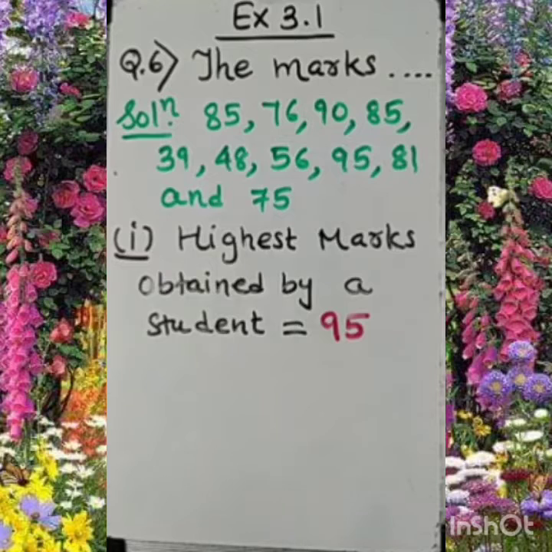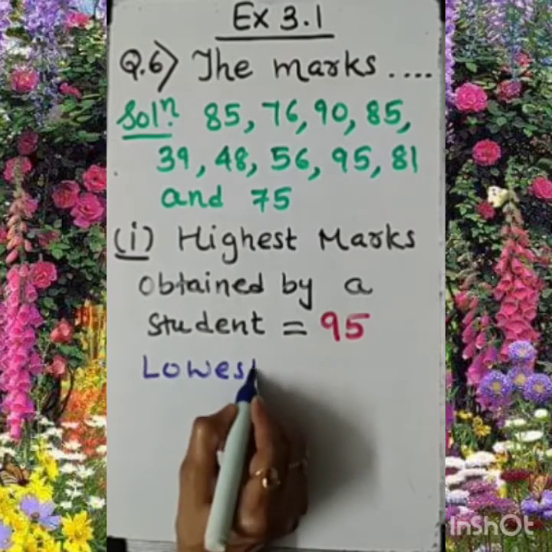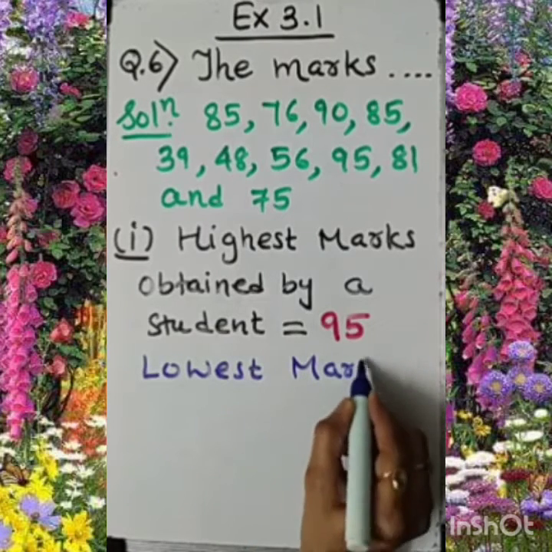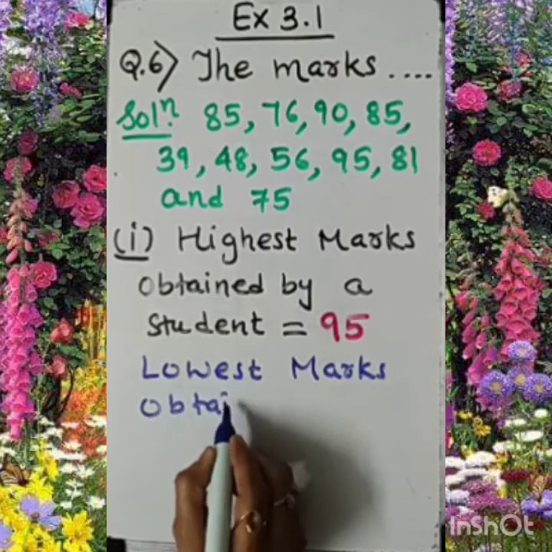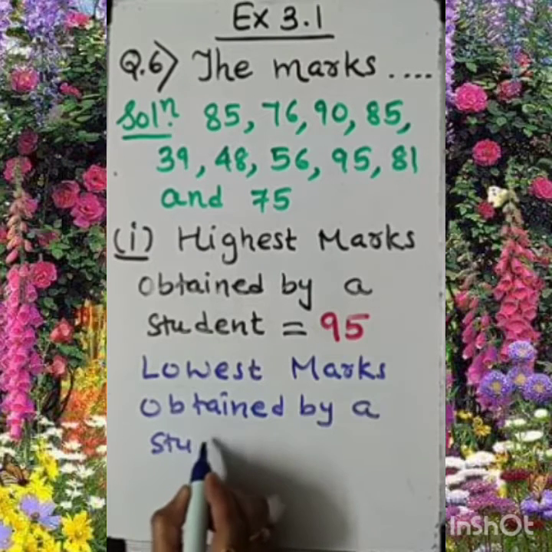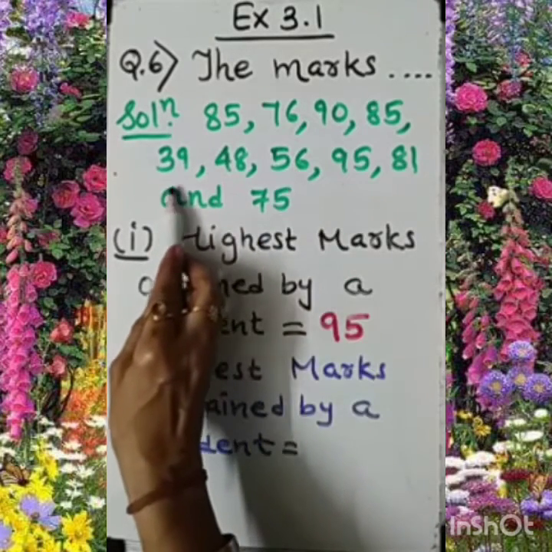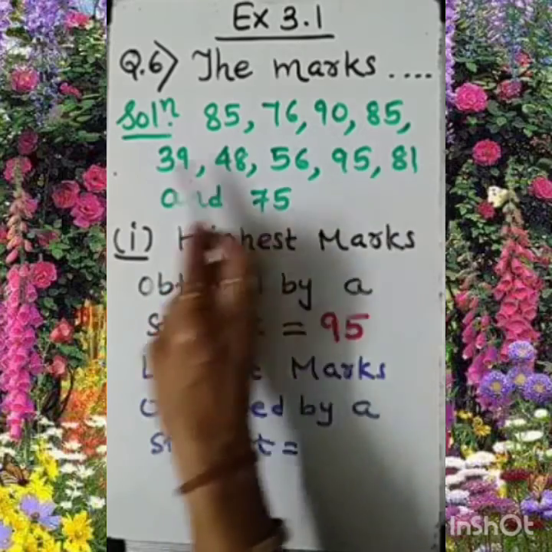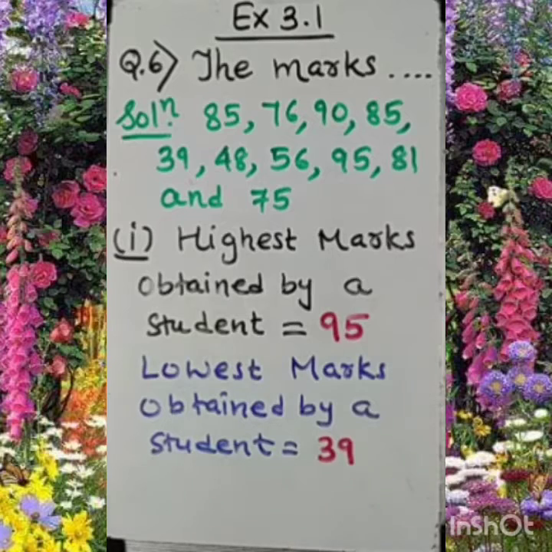Now second, in the same question we are asked the lowest marks. So let's note down the lowest marks obtained by a student. Out of all these observations, we can see here 39 is the lowest. Among all these observations, 39 is the lowest marks. So this is the solution of the first question. Got it?